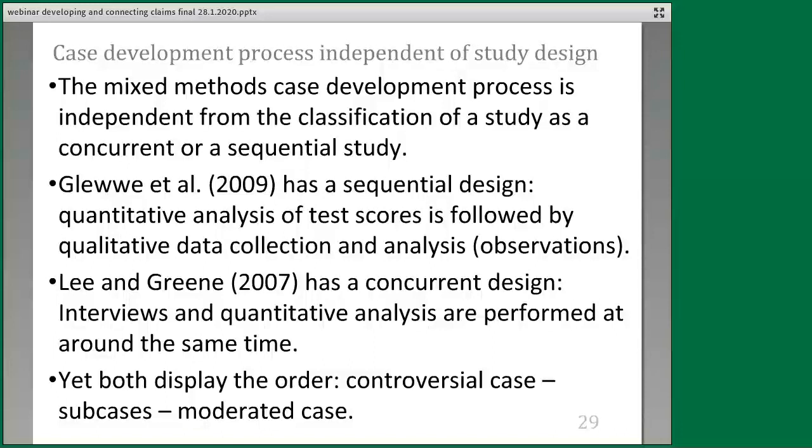So we have a pattern that can be seen in much of mixed method research, namely this order of controversial case, subcases, and a moderated case.